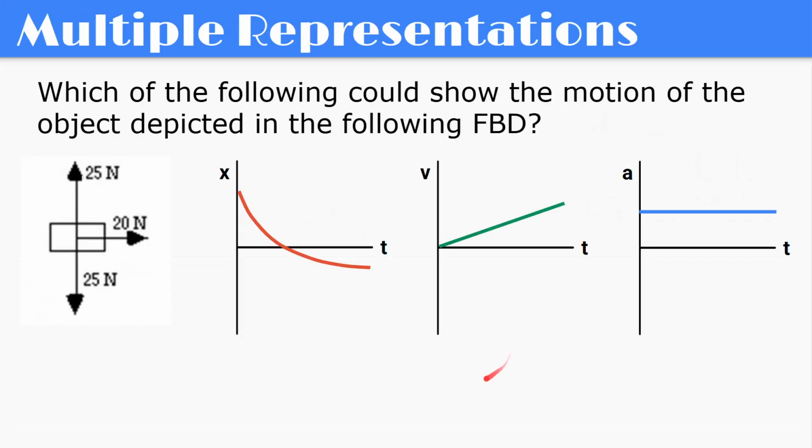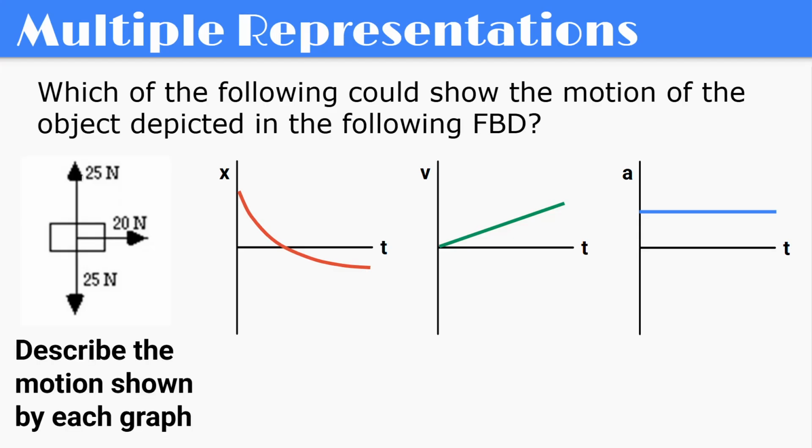All right. Let's tie it together with graphs. Which of the following could show the motion of the object depicted in the free body diagram? I just said this could be moving any direction. So let's look at each of these graphs and describe the motion shown by the graph and figure out if that makes sense for that free body diagram.